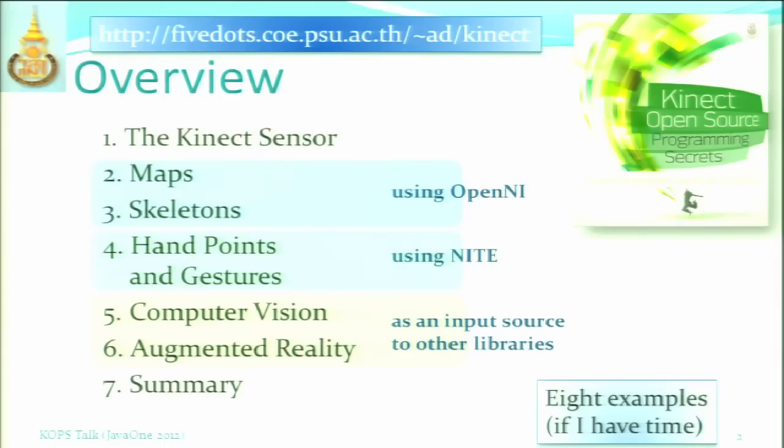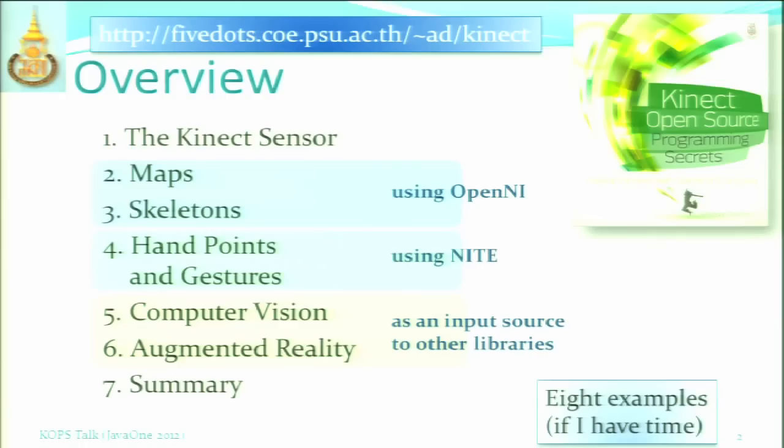So I'm going to start by explaining the general hardware of a Kinect, and then I'm going to be looking at the two libraries, OpenNI and NITE. OpenNI is the basic library, which gives you access to things like the maps, which is the OpenNI name for the cameras. Also with OpenNI, you can access skeleton information about users who are standing in front of the Kinect, so you can access the joints.